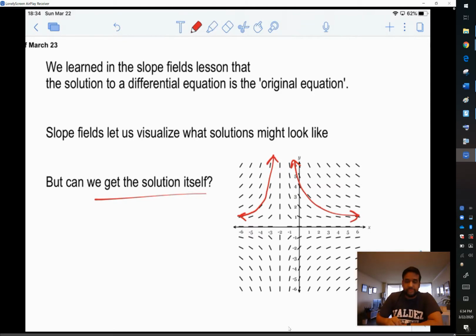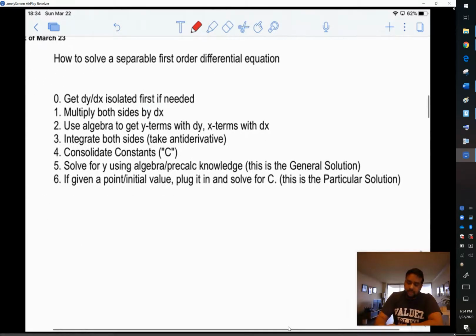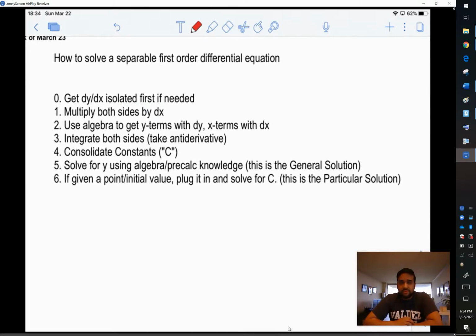So to get the actual original function, we're going to use this process of separation of variables. The steps are a little involved, but let's go through them and then do some examples. If the derivative dy/dx is not by itself, if it's not already solved for, then you want to pause and do that first. So dy/dx equals a bunch of other stuff. Once that happens, you multiply both sides by dx. This is separating your change in y and your change in x.